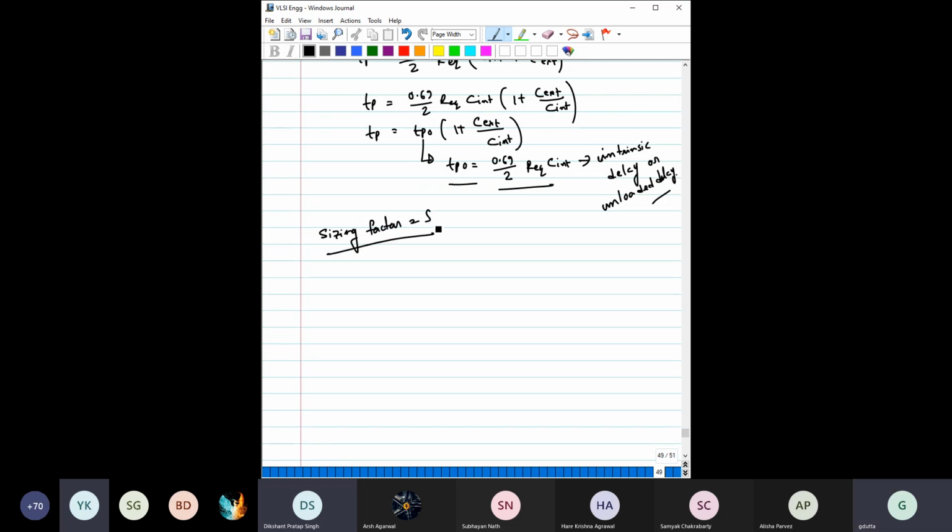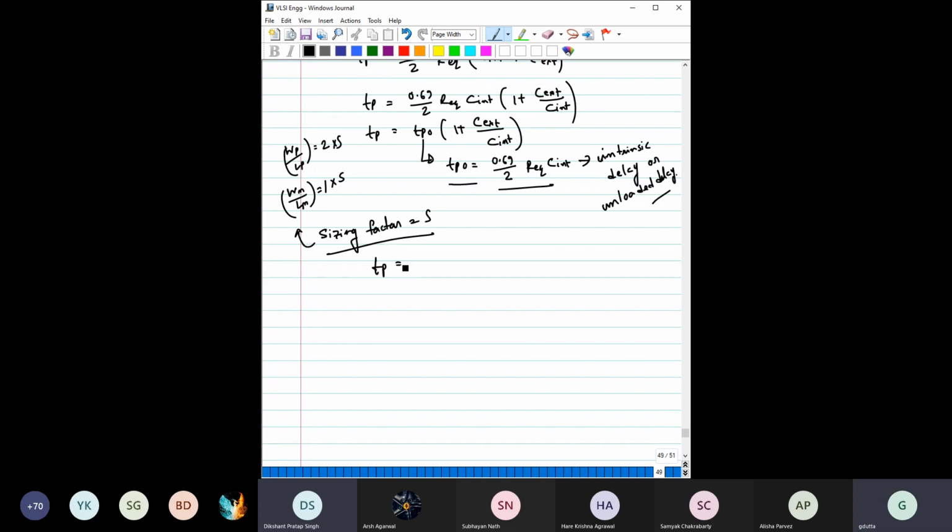What do we mean by sizing factor is, that means if Wn by Ln is equal to 1 and Wp by Lp is equal to 2, then we have made it into S. So that is what it means by the sizing factor, means we have increased the transistor width by S times.